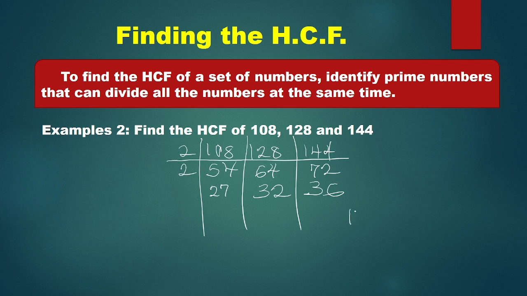So the answer to that question, my HCF will just be equal to 2 multiplied by 2, which is simply 2 squared, or 4. So that's how to use prime factorization to find highest common factor. It's one of the easiest methods to use to find highest common factor.